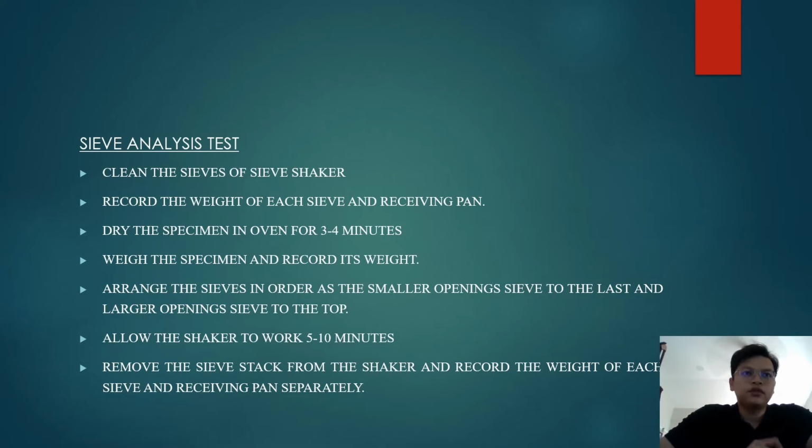Next is the sieve analysis test. First of all, clean the sieves of the sieve shaker, and record the weight of each sieve and sieve pan. Dry the specimen in the oven for 3 to 4 minutes, wet the specimen and record its weight. Arrange the sieves in order, with the small opening sieve at the bottom and the large opening sieve at the top. Allow the shaker to work for 5 to 10 minutes, remove the sieve stack from the shaker, and record the weight of each sieve and sieve pan separately.